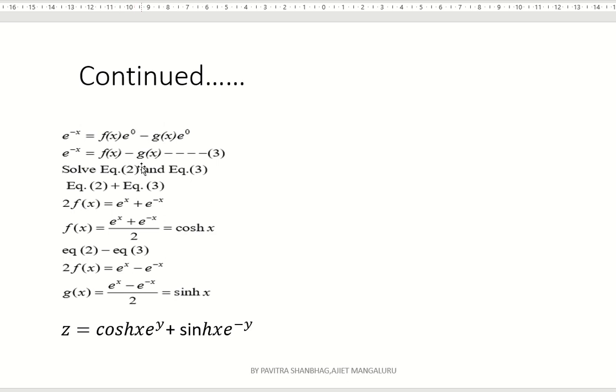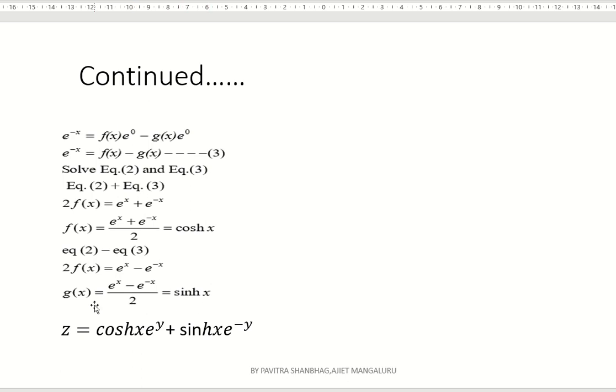Adding, f(x) + g(x) = e^x, and e^x equal to f(x) + g(x); then g(x) gets cancelled here, so 2f(x) equals e^x + e^-x, or f(x) is (e^x + e^-x)/2, which is nothing but cosh x. Similarly, equation 2 minus equation 3, we will get 2f(x) equal to e^x minus e^-x. So g(x) is (e^x - e^-x)/2, that is nothing but sinh x.